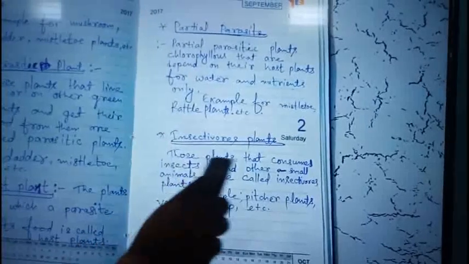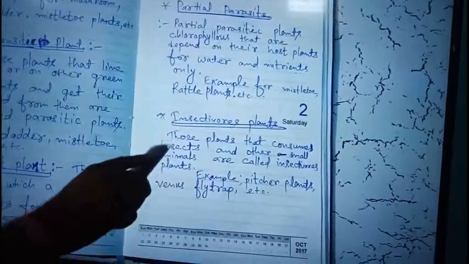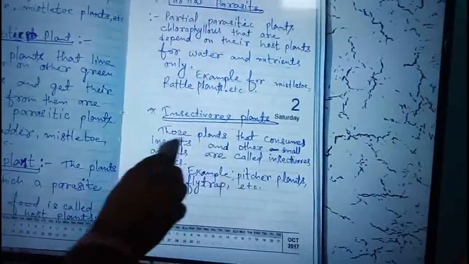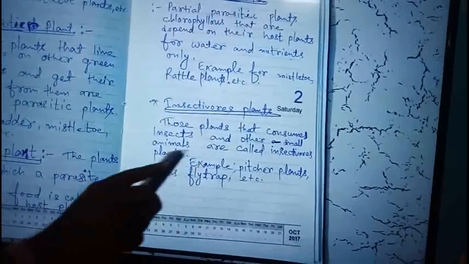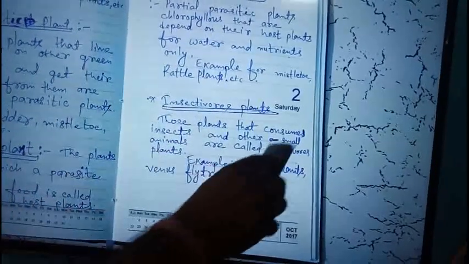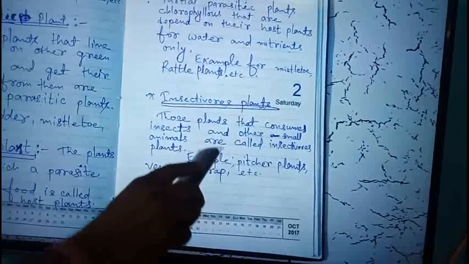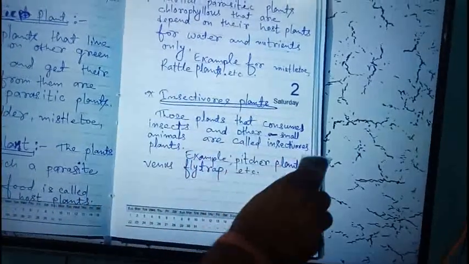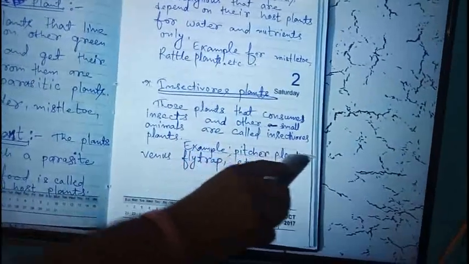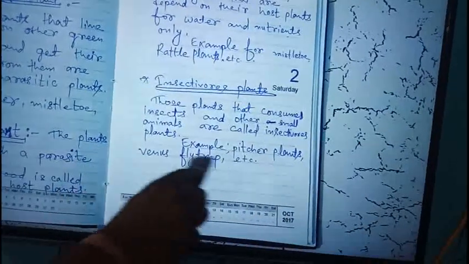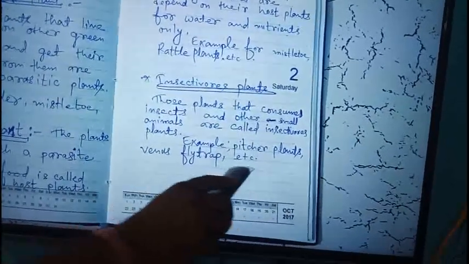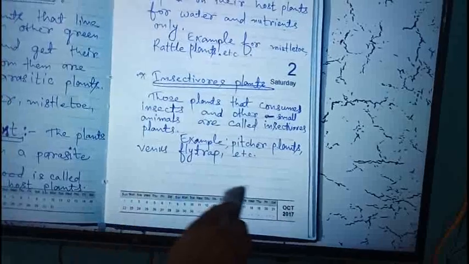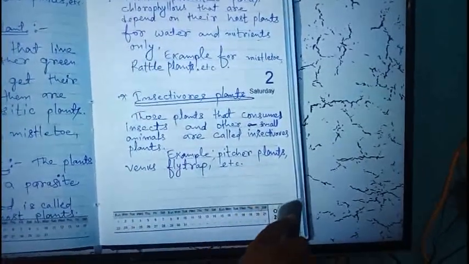Dear student, we are going to talk now about insectivorous plants. Those plants that consume insects and other animals are called insectivorous plants. Examples are pitcher plants, Venus flytrap, etc.